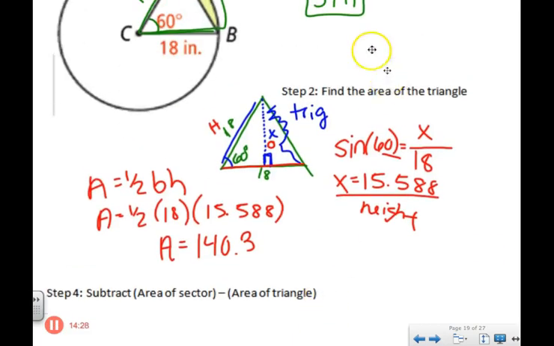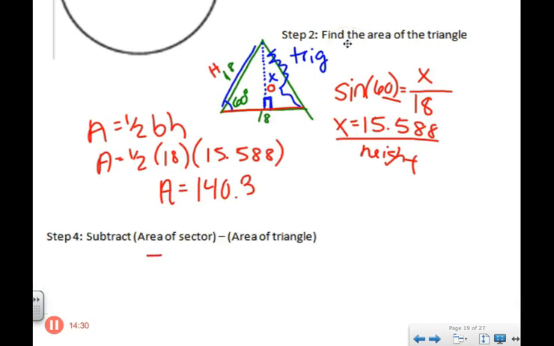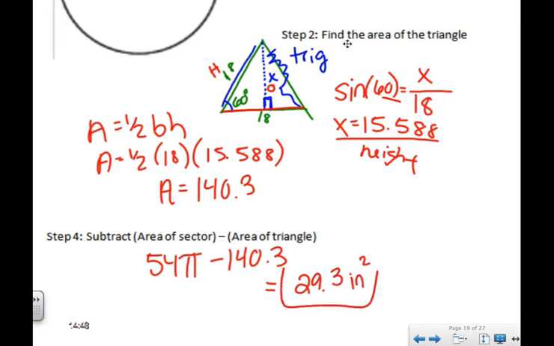Okay? So now I'm going to subtract my two areas. Area of the sector up here was 54 pi. So I'll say 54 pi, take away 140.3. So my answer of that shaded area is going to be about 29.3. And let's say we're in inches squared. Units squared, something squared, because it's area.